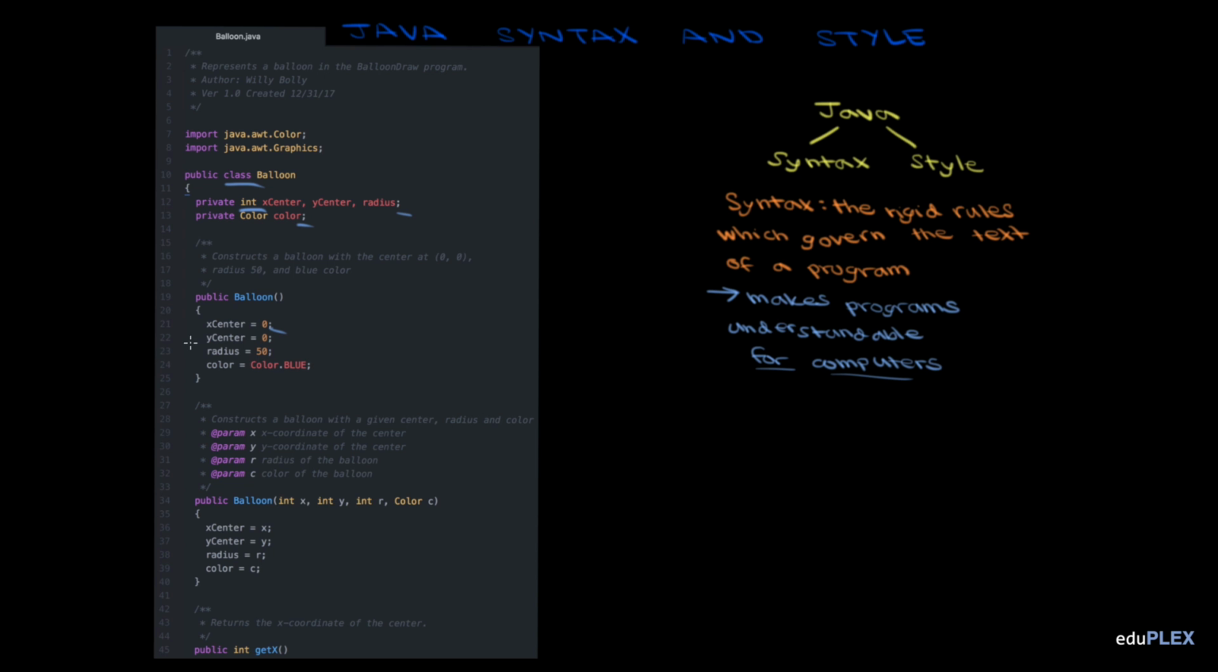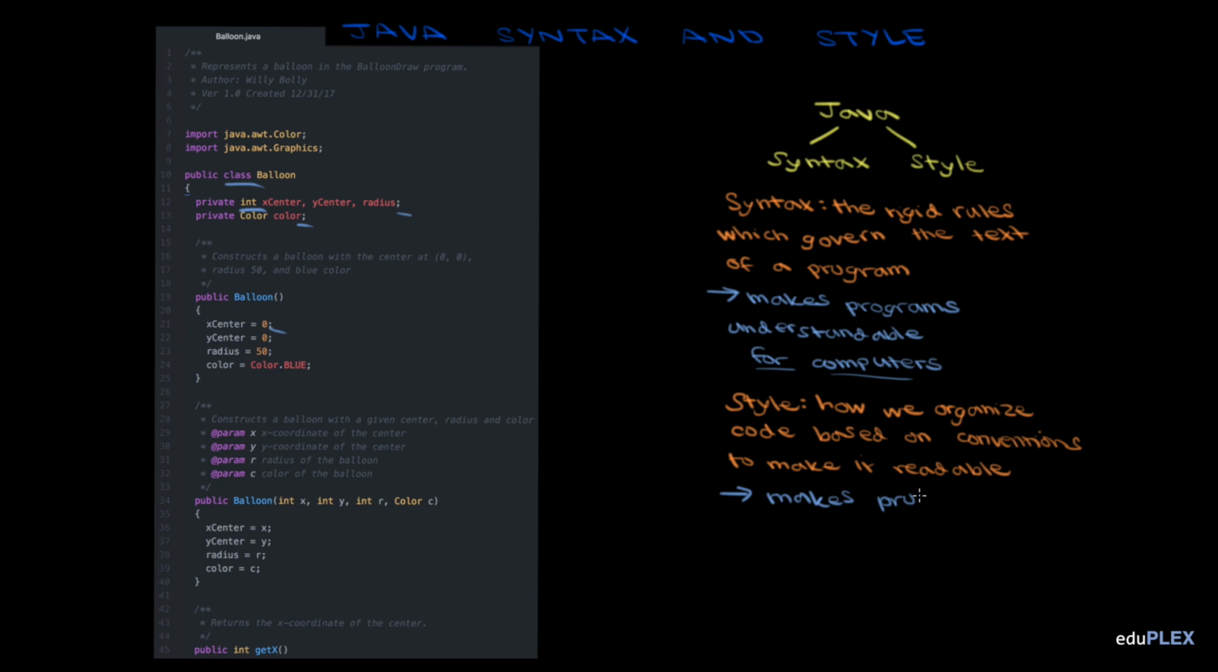But how do we make programs understandable for humans? After all, if we're working on a huge project, maybe you're working for something like Google Maps or Yelp, you're going to have hundreds of different files with lots of code. How do we keep all of it organized? That's where style comes in. Style refers to how we organize code based on conventions to make it more readable and useful for humans. This means things like arranging code on separate lines, inserting spaces in blank lines, and indenting fragments of code.